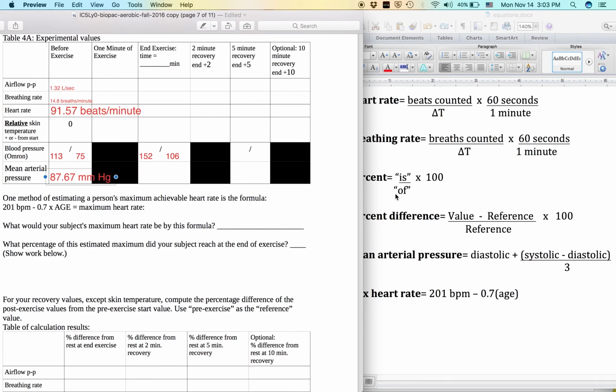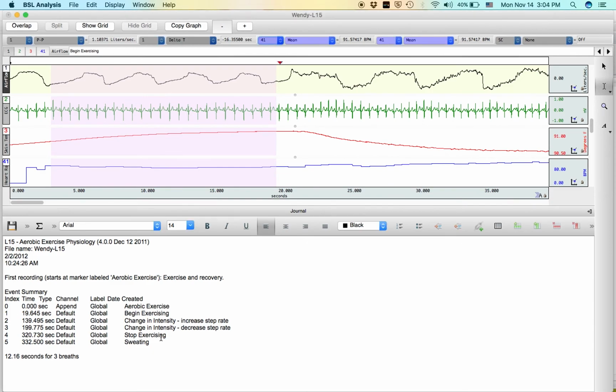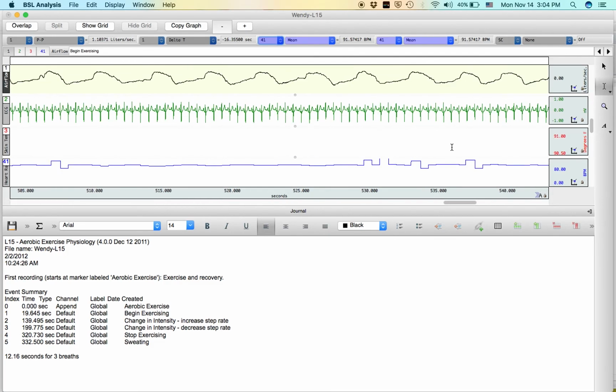Now end of exercise, so that column out. Exercise ended at 320.7 seconds, so let's go over to that.